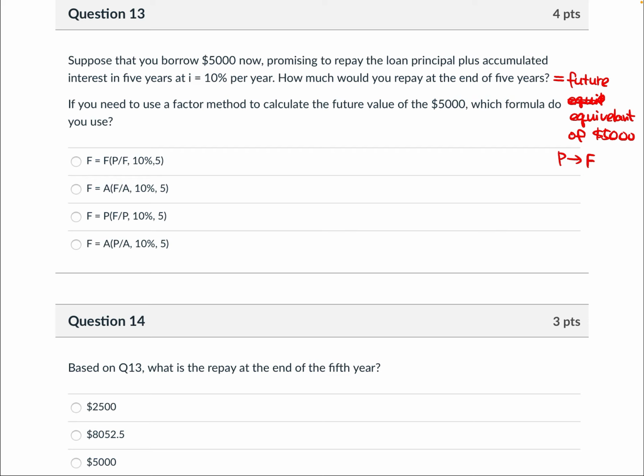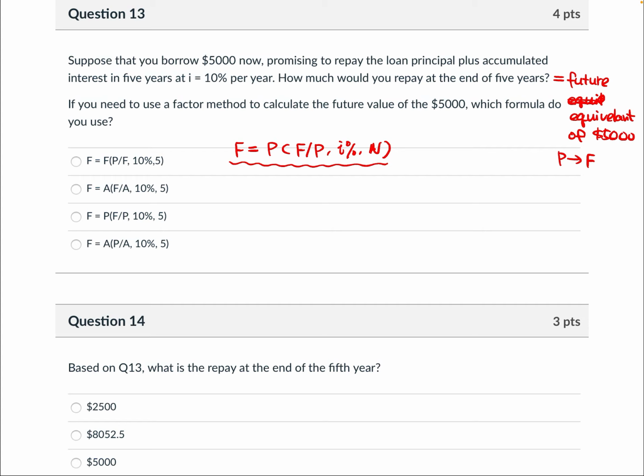To do that, the formula is what? F equals P times (F/P, i%, N), right? And here, if you need to use a factor method, which formula to use? We just wrote it down, right? And then you just need to find out what is i and what is N.